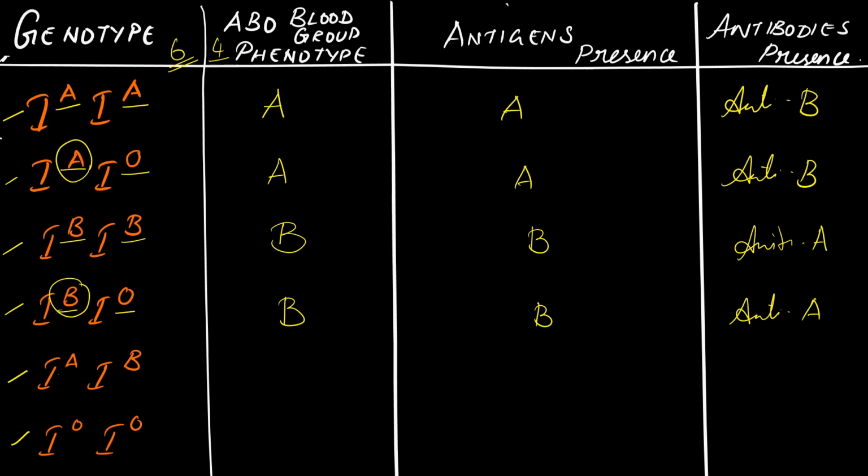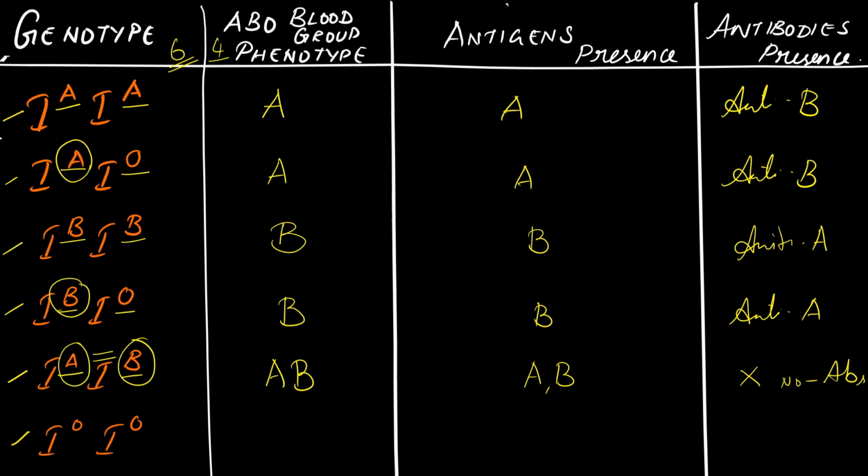Okay, if a person is going to have IA and IB, in this particular case, the A and B alleles are both equally dominant, no? So both the genes will be expressed and the person will have AB blood group with both A antigen and B antigen, but they are not going to have any antibodies.